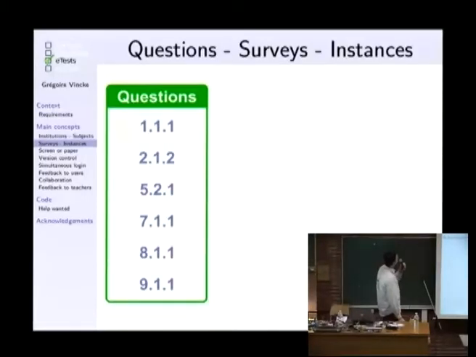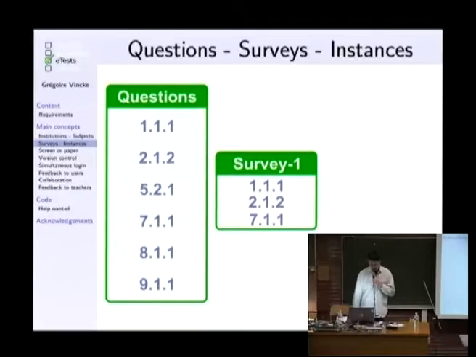The second main concept is a distinction between questions, surveys, and instances of surveys. If you take a list of questions inside a subject, for example, question 1 version 1.1, question 2 version 1.2, because they are version controlled, you can create a survey. A survey is just a list of selected questions to use in a given situation.